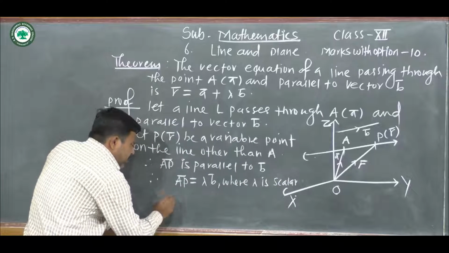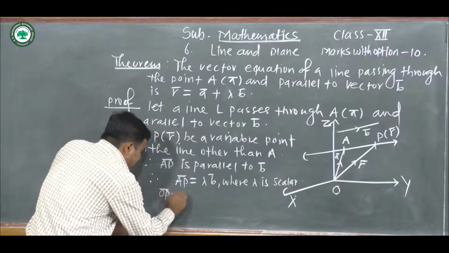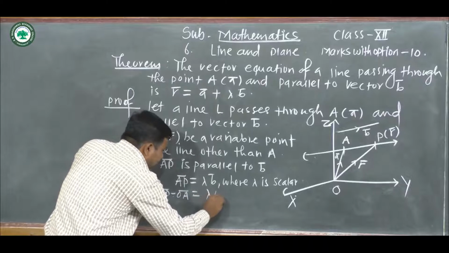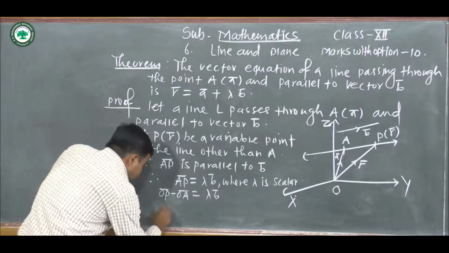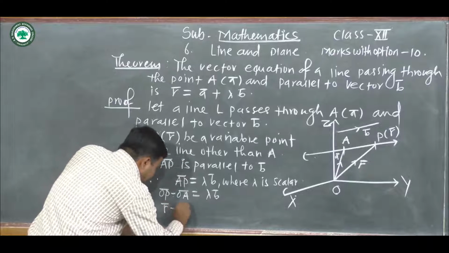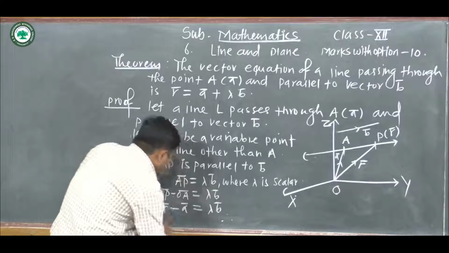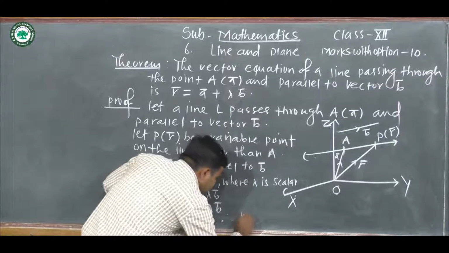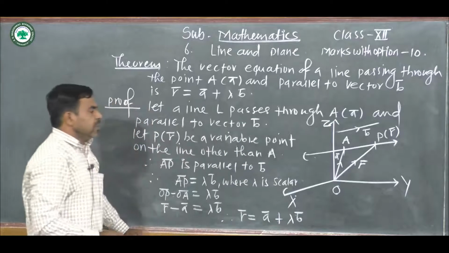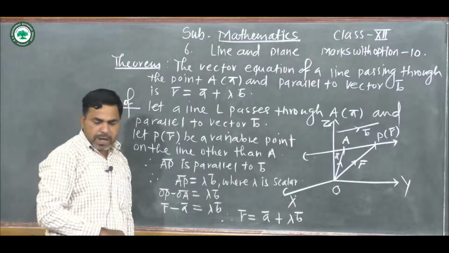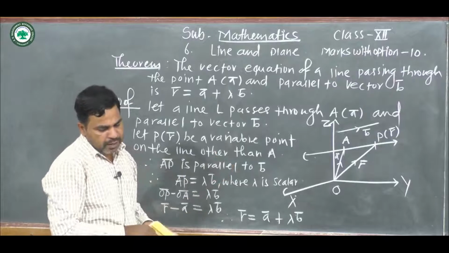So AP bar is the position vector of the point P minus position vector of the point A. So it is OP bar minus OA bar is equal to lambda into B bar. But from the figure, what is OP bar? R bar, and OA bar? A bar. So it is R bar minus A bar is equal to lambda into B bar. Therefore shift this minus A bar to the right hand side. So R bar is equal to A bar plus lambda into B bar. So this is the vector equation of a line passing through the given point and parallel to the given vector.